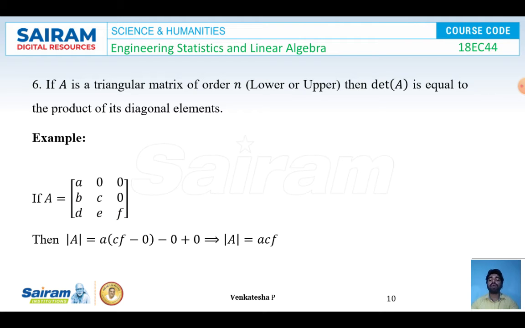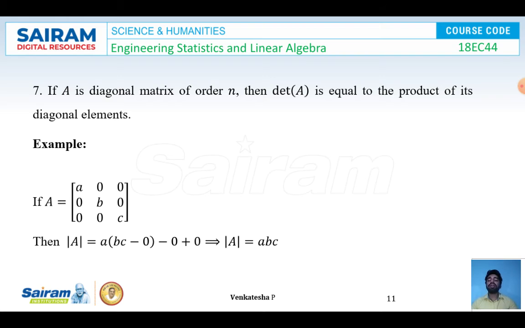Now I'm going to expand the determinant of this matrix A. I got the determinant of A will be equal to a into (cf minus 0) minus 0 plus 0. After expanding this, I got the determinant of A is equal to acf, and these a, c, f are the diagonal elements of this triangular matrix.